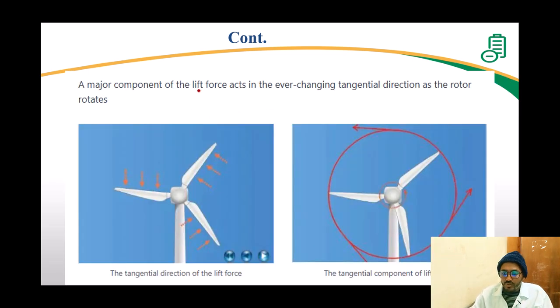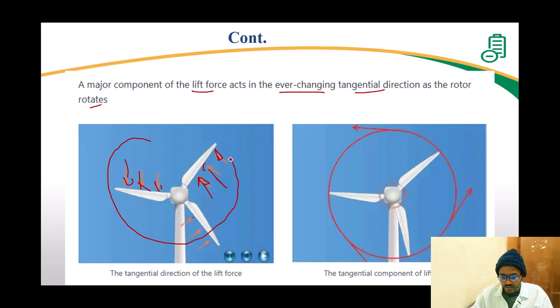A major component of lift force acts in an ever-changing tangential direction as the rotor rotates. It's obvious, the lift force is in the tangential direction to the rotor blades. If we try to draw it in a circle, it's going to be like this, right? Let's say this is a circle, and at these points we don't have tangential force.